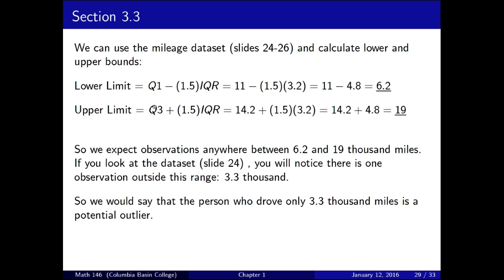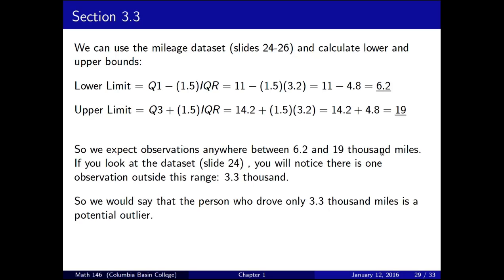The upper limit would be Q3 plus 1.5 times the IQR. So that's going to be 14.2 plus 1.5 times 3.2. So that's 14.2 plus 4.8. And that tells us that there's an upper bound of 19, so we wouldn't expect to see cars being driven more than 19,000 a year. That would be kind of an outlier.